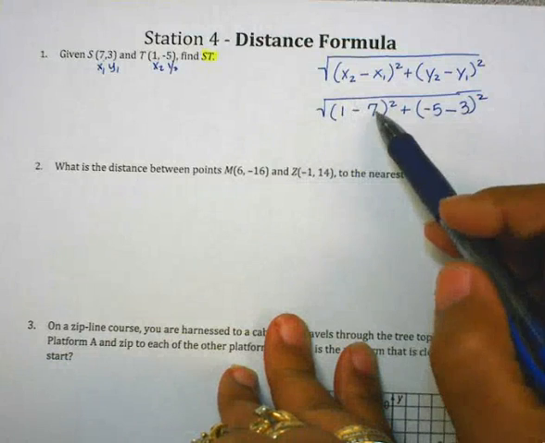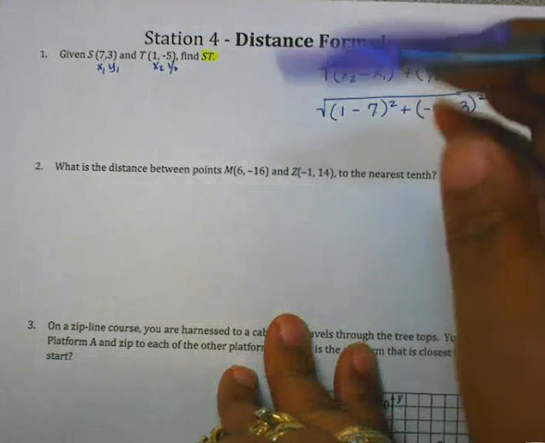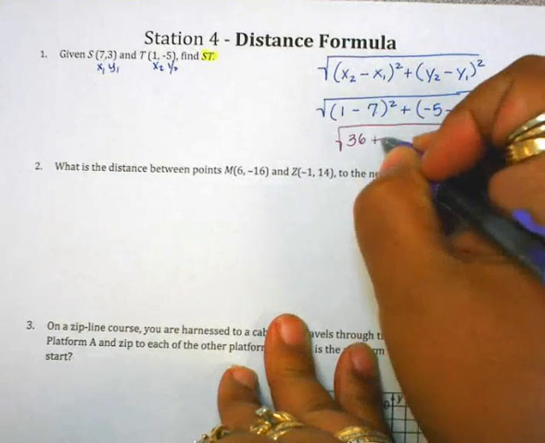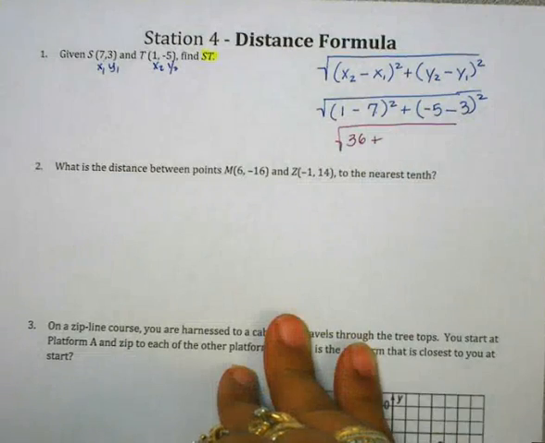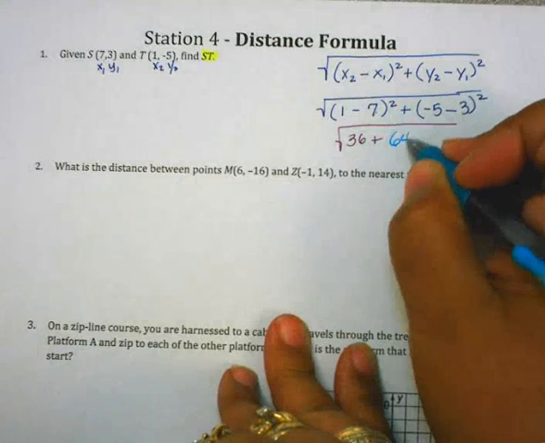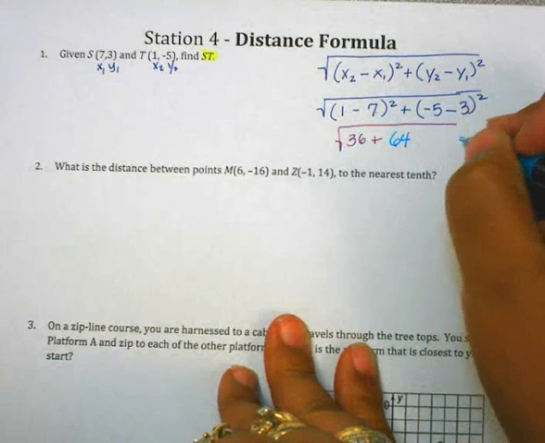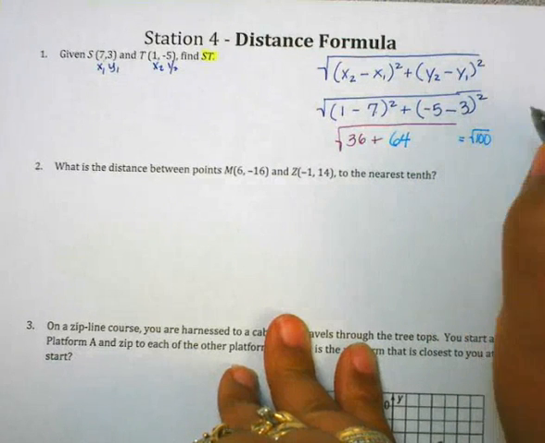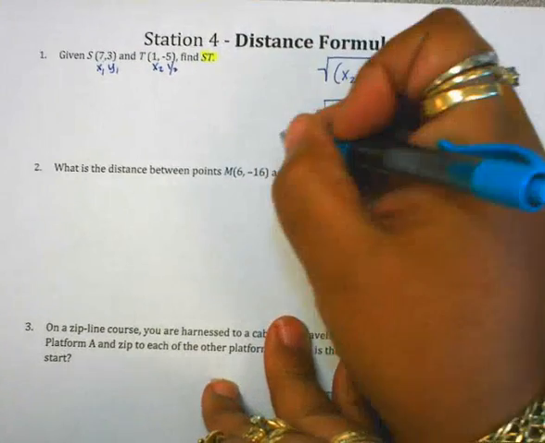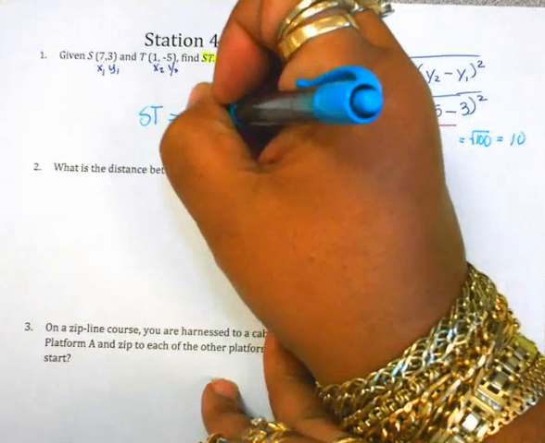1 minus 7 is a -6. 6 squared is 36. -5 minus 3 is a -8. Squared is 64. And 36 plus 64 is 100. So the distance is 10. So ST, the length of ST is equal to 10 units.